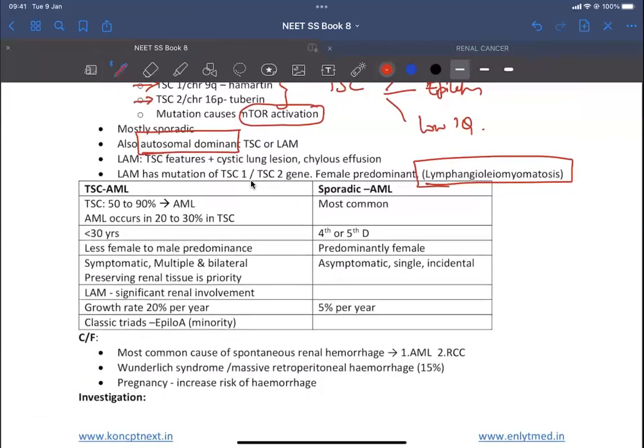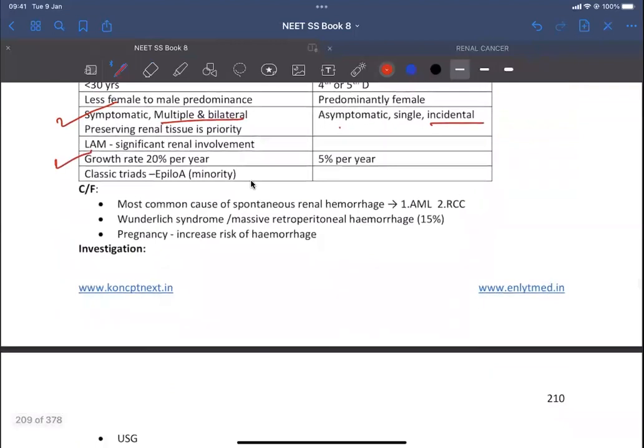Why is it important to diagnose if someone with angiomyolipoma has tuberous sclerosis? It is because they're multiple and bilateral, and they can grow faster. So they're more likely to need intervention, and they're more likely to need very close follow-up. But we need to remember the most common form of angiomyolipoma is sporadic, and more often than not, it is detected incidentally and usually needs no treatment. Again, most common detection is incidental.